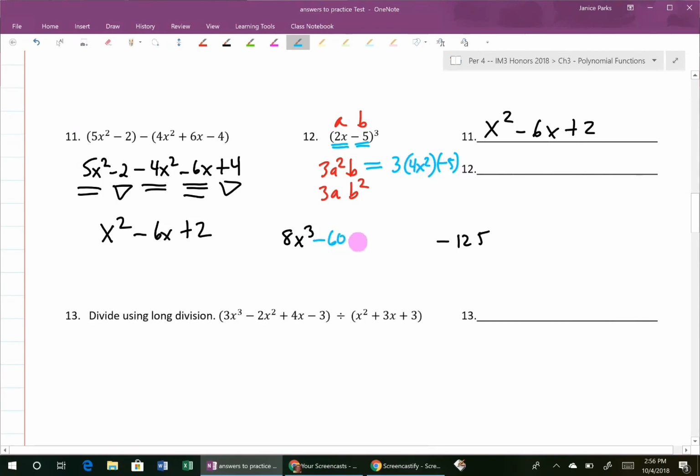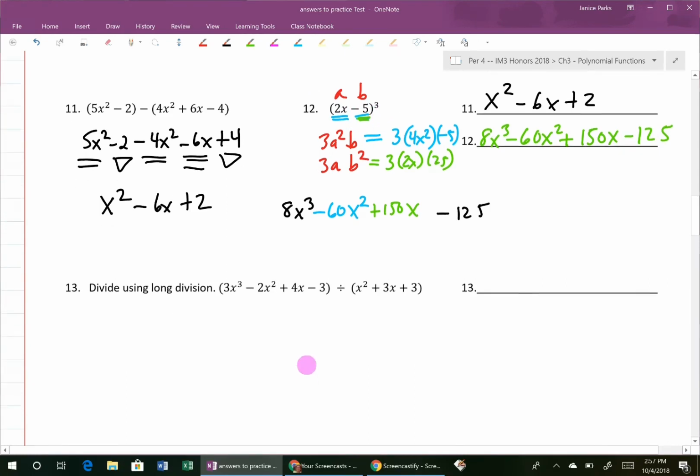So negative 60x squared. And for the next one, it's 3a, which is 2x, and then b squared, which would be 25. So that's 50 times 3, that's 150. So your answer is 8x to the third minus 60x squared plus 150x minus 125. If you don't want to use a shortcut, then you have to multiply out 2x minus 5, 2x minus 5, and 2x minus 5, and multiply out that completely.